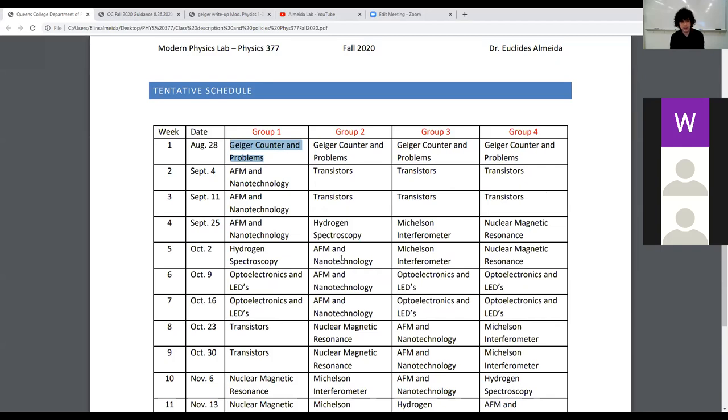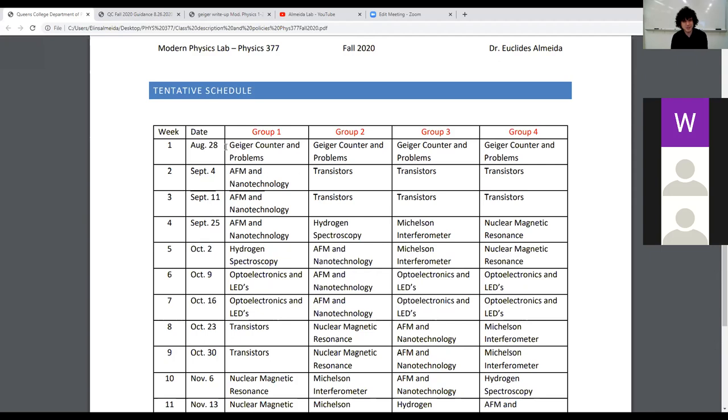I'll send you the materials and I pre-recorded some videos. So you'll be doing also the Geiger counter. So next class, one group will work with the AFM, group one. In group two, we'll do the same experiment. 2, 3, and 4, we will do the same experiment, transistors. So if you're selected to the atomic force microscope, you'll be doing the atomic force microscope. And actually, you'll not be doing the Geiger counter.